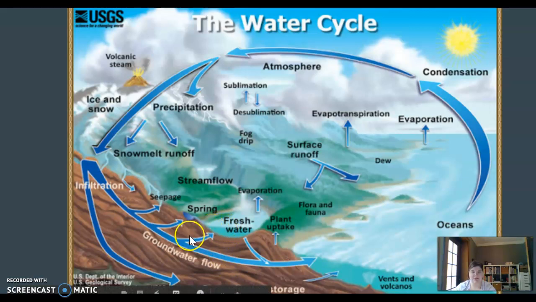All right, so just remember that the water cycle is going to affect all of the spheres. It's going to move through the different spheres using energy from the sun. And you should have an idea about some of the more prominent terms: evaporation, condensation, precipitation, infiltration, and runoff.